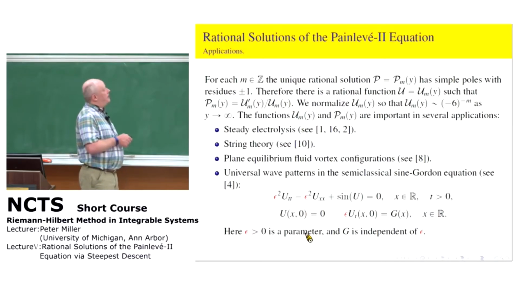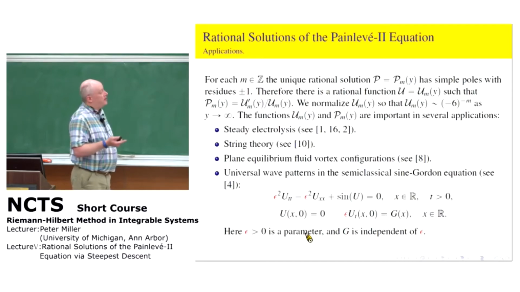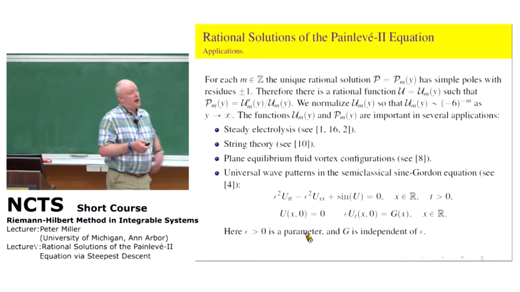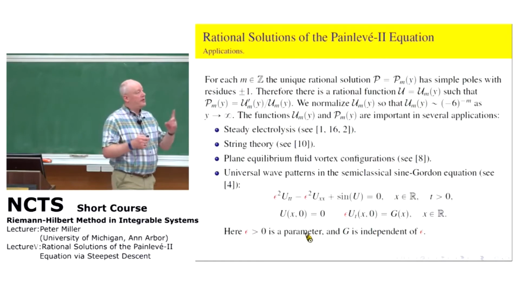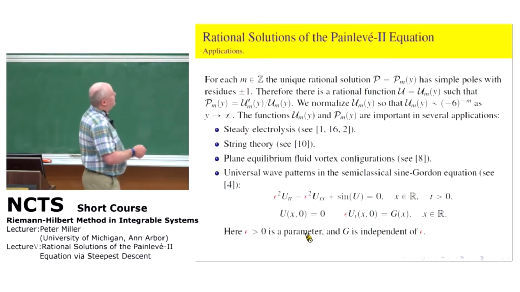Then there's an interesting application you can read in this paper of Peter Clarkson, where the poles of the rational Painlevé solutions with opposite residues are meant to describe the locations in some equilibrium configuration of an ideal fluid of vortices with opposite vorticity. Okay, so plane equilibrium fluid vortex configurations. And then another one I'd like to tell you some more details about. This is some joint work with Robbie Buckingham.